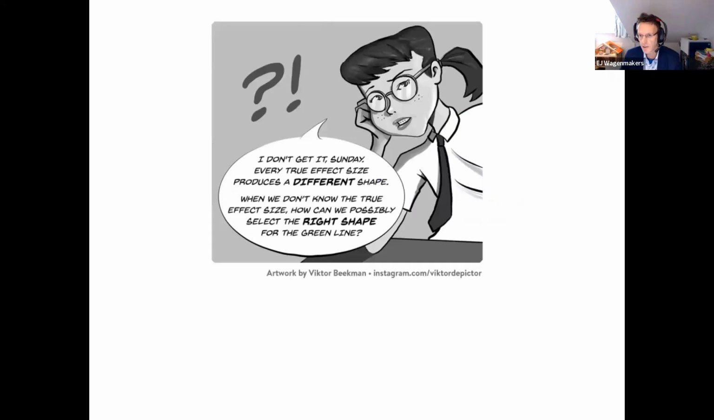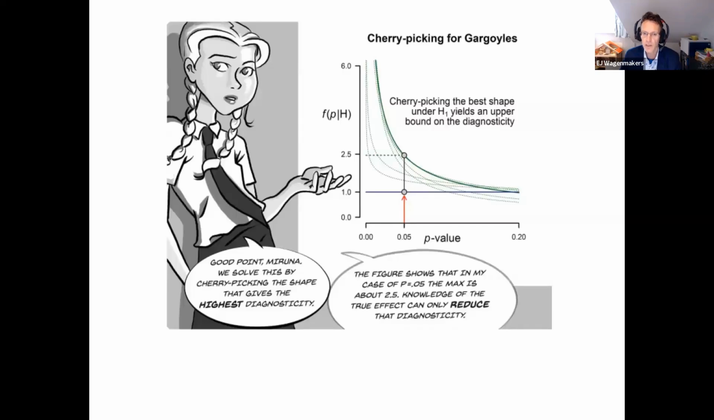But obviously there's a problem with this analysis. Every true effect implies a different shape and a different diagnosticity. So how can we possibly select the right shape? Well, we can't select the right shape because we don't have a crystal ball. But what we can do is cherry pick the shape that gives us the highest possible diagnosticity. So out of all the possible curves, we pick the one that gives us the largest ratio between the heights of the green curve and the blue curve. In this case, the one that was cherry picked gives us a maximum diagnosticity of 2.5, right?